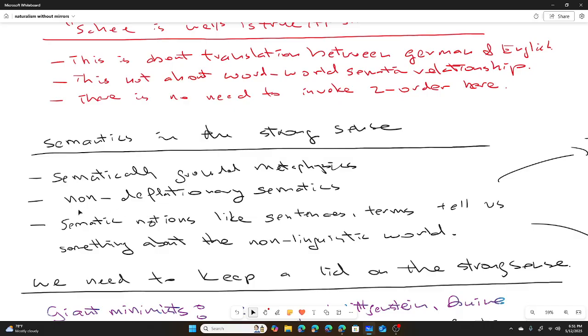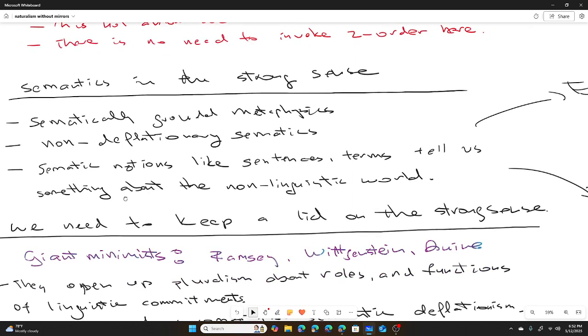It's like you are postulating entities in the non-linguistic world to explain certain sentences or terms in your language. So this is a non-deflationary way of looking at semantics, where there is a genuine anchor. That anchor is the non-linguistic world, right? So semantic notions like sentences and terms tell us something about the non-linguistic world.